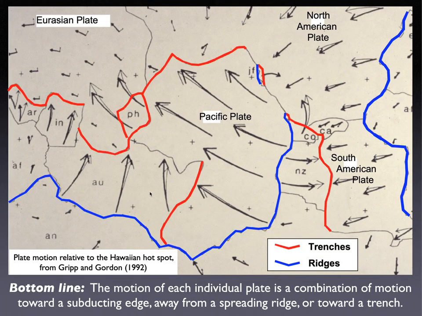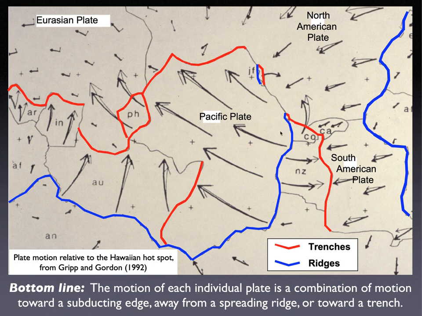So we've got these three main mechanisms that we've been talking about. We've got slab pull, we've got ridge push, we've got trench pull. And if we look at a map of the major plates, where the blue boundaries are ridges and the red boundaries are trenches, we find that big plates like the Pacific plate are moving really quickly. These long arrows indicate velocity and direction. So they're moving very quickly towards these red boundaries. The slab is pulling the Pacific plate towards the trench.